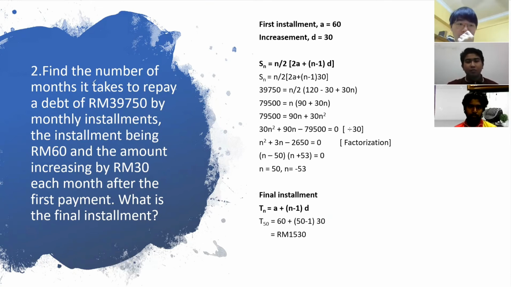So as for now, in the same way, we find out a first. We must find out a, which is 60 ringgit.